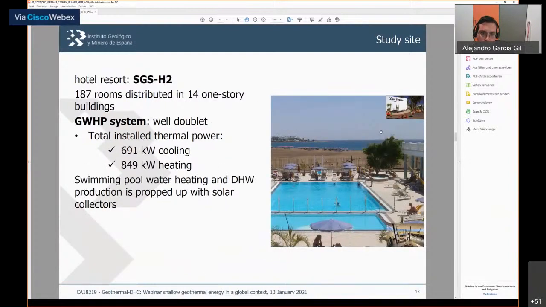Next. The second case study is a hotel complex also in Lanzarote, in Puerto del Carmen, which is the main tourist town on the island of Lanzarote. It has 14 one-story buildings that are equipped with geothermal heat pumps with a capacity of 691 kilowatts for cooling, 849 for heating. The cooling and heating system is based on groundwater heat pump technology. But in this case, swimming pool water heating and domestic hot water are produced by solar collectors.